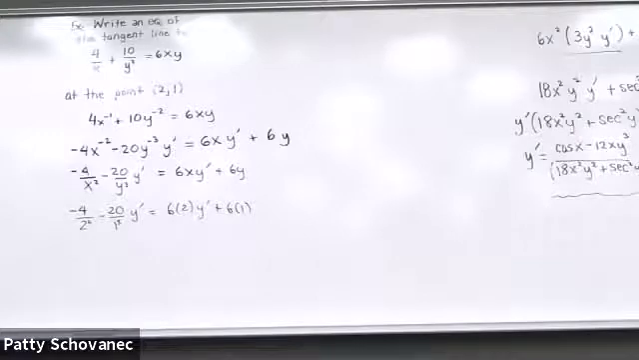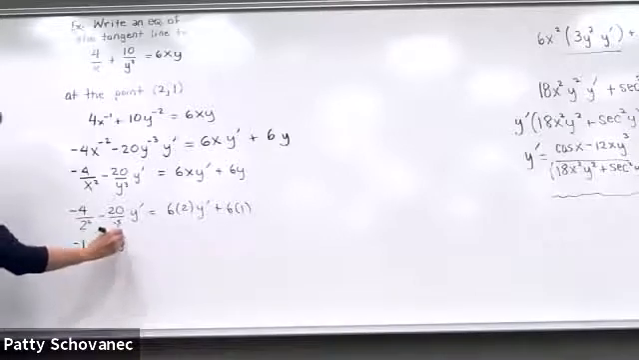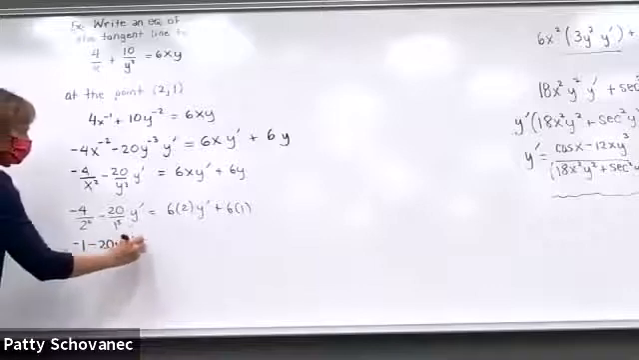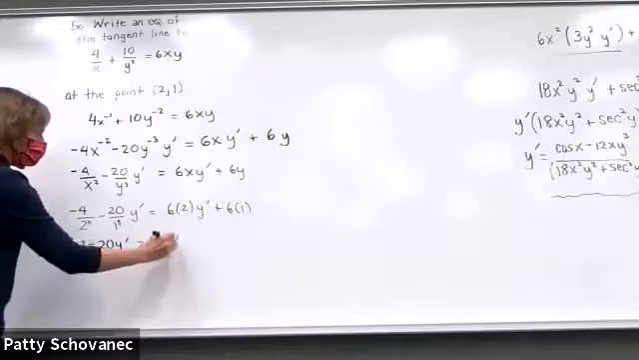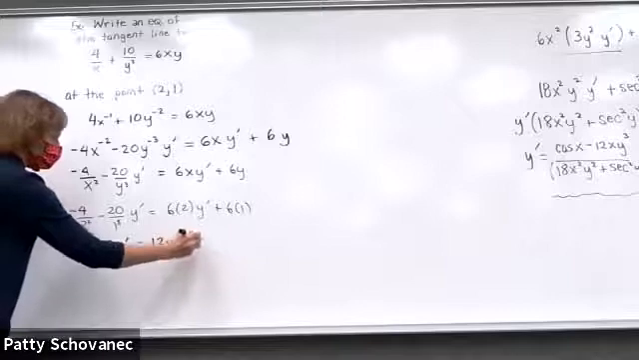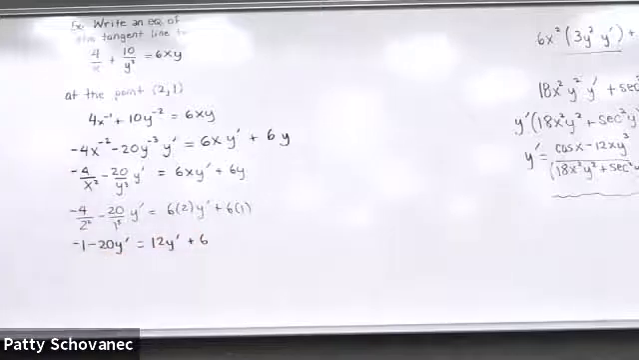1 cubed is just 1, 2 squared is 4. And so I get -4, oops, sorry, -1 minus 20y prime is equal to 12y prime plus 6. And now we can put our y prime, yep, what you need.